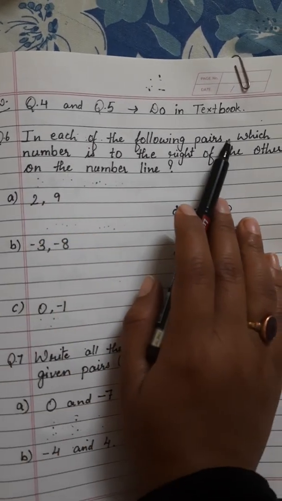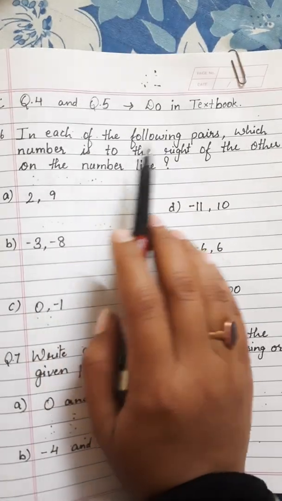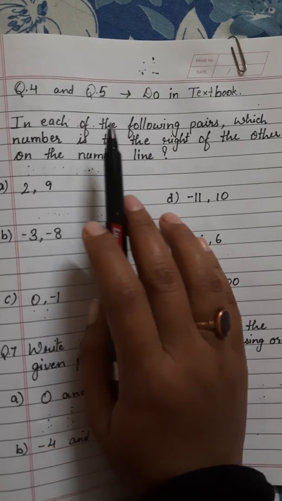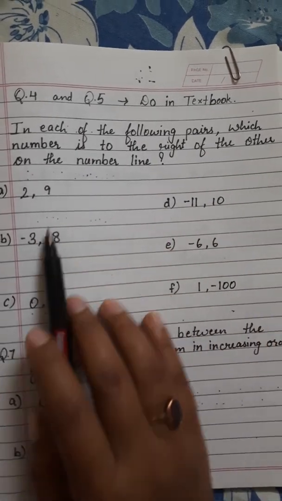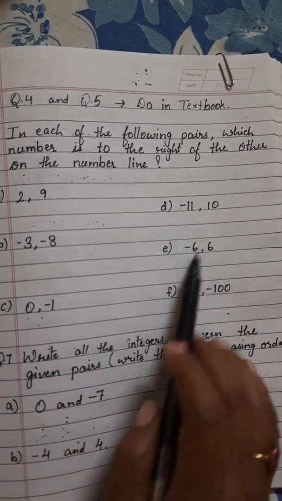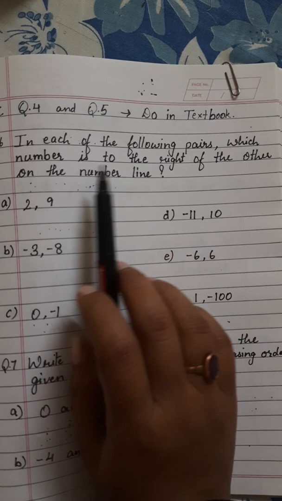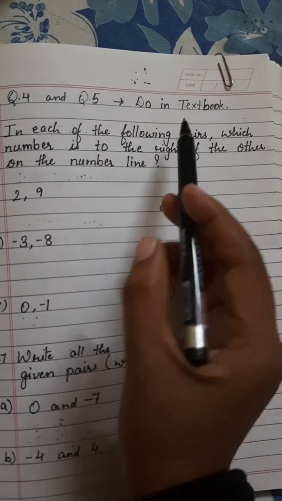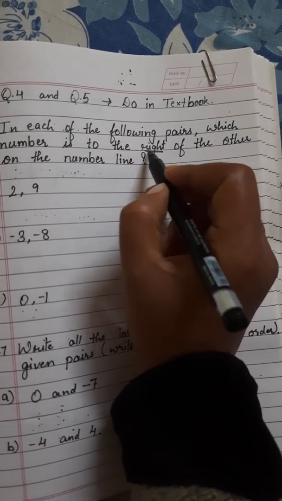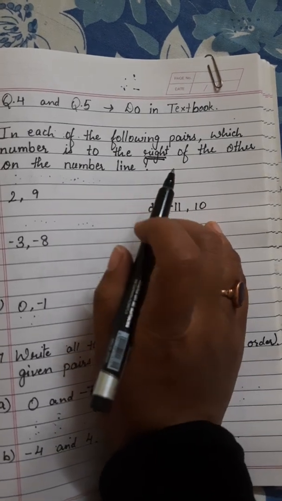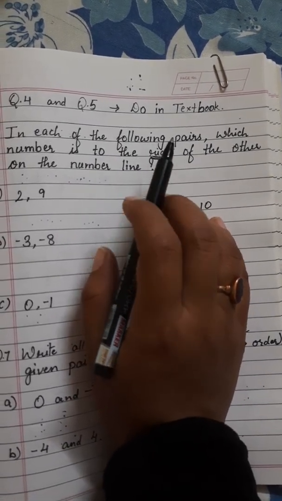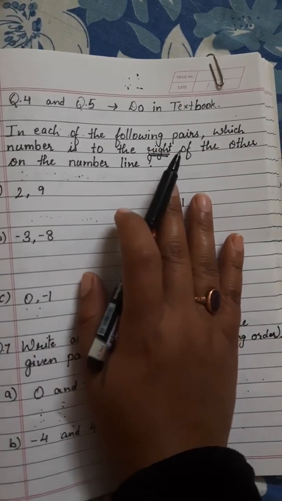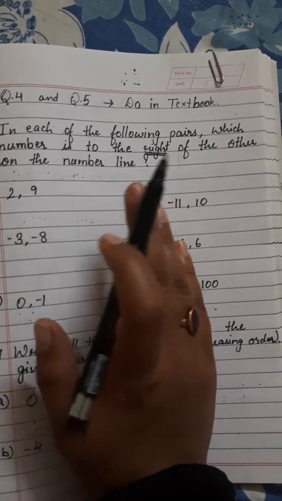In each of the following pairs, which number is to the right of the other on the number line? It is asking in each of the following pairs. Here pairs of numbers are given. Which number is to the right of the other on the number line? Right of the other. If you remember, we have just talked that if we are moving to the right side of the number line, we always get a greater number because the number increases.